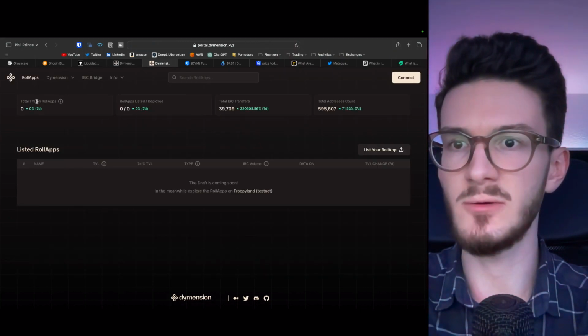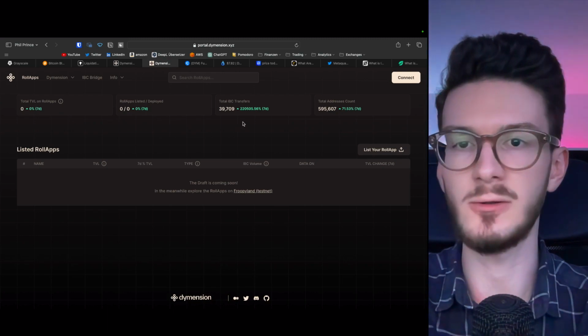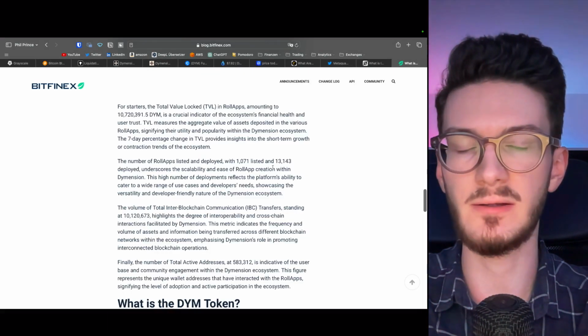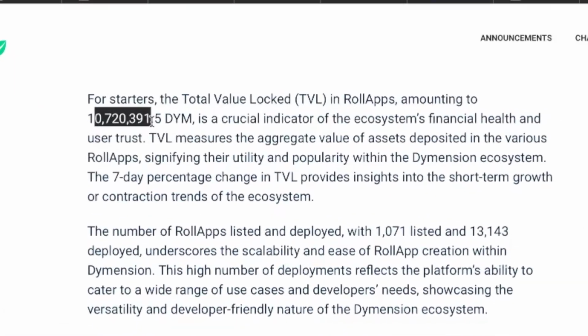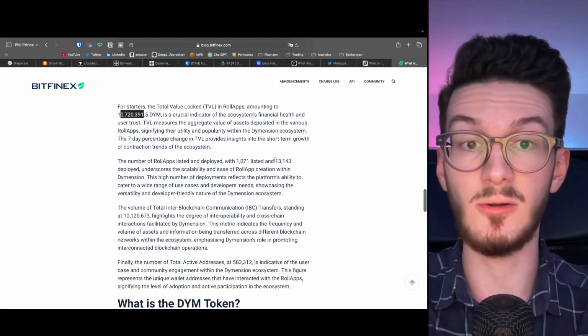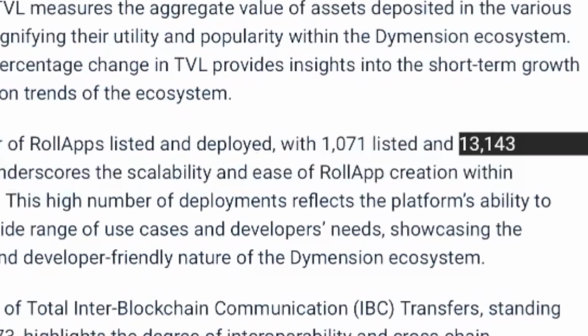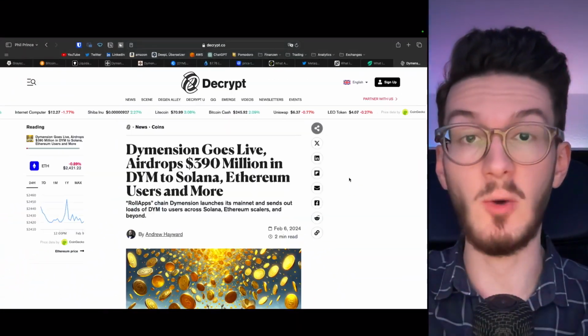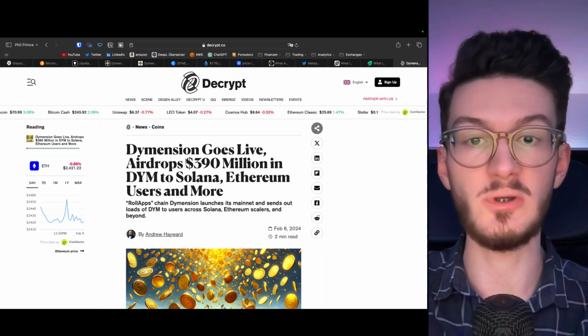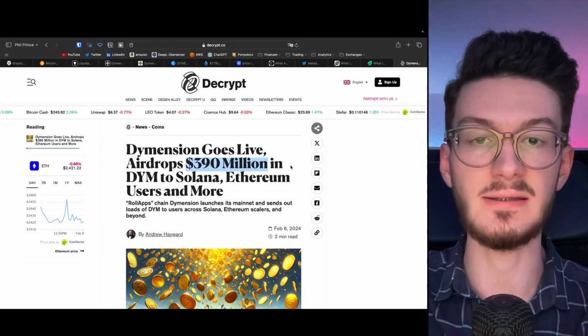At the moment there is no information about the TVL on rollups, but in this article by Bitfinex, they report that the TVL is about 10.7 million DYM and there's already 13,000 deployed rollups on the network. DYM also had an airdrop with its launch, which accounts for $390 million.